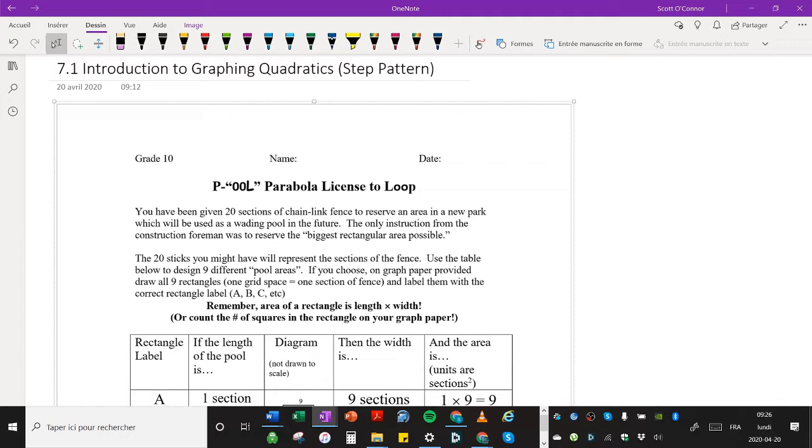To get us started, we're going to start off with this handout here, do a problem, graph it, and then we can see what kind of graph we have when we do a quadratic. That kind of graph is called a parabola, and we'll see what that looks like in a moment. So let's read the problem together.